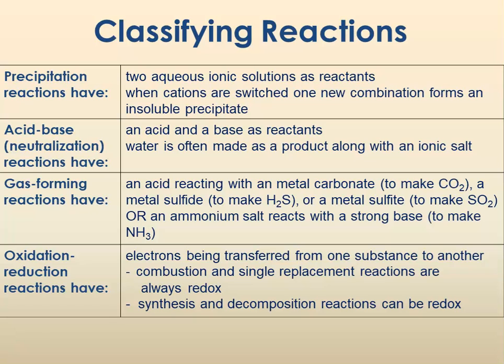With acid-base reactions, you're going to have either a strong or weak acid or a strong or weak base present as reactants. When it's a strong base, you'll have water made, but whether you have a strong base or not, you will always form an ionic salt. With your gas-forming reactions, a specific subset of your acid-base reactions, you will have an acid that reacts with one of three types of salts, a carbonate, a sulfide, or a sulfite, and they'll end up making gases, CO2, H2S, or SO2. Or you will have a strong base react with a salt containing ammonium, and that one will produce ammonia gas.